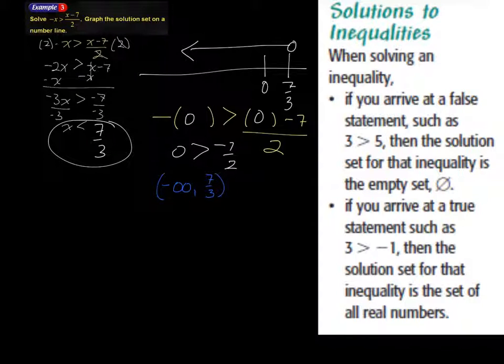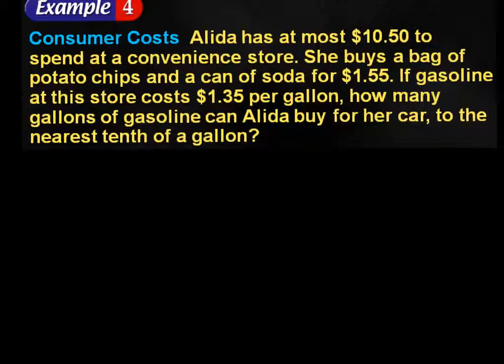It is possible that when you solve an inequality, you could arrive at a false statement. So your variable dropped out of both sides, and you have something like 3 is greater than 5. No, it's not. So then the solution for that inequality is going to be the empty set or the null set. If you arrive at a true statement, such as 3 is greater than -1, yup, sure enough, then the solution set is the set of all real numbers, to which we like to write the cute little infinity symbol. Oh my, you can see how outdated this textbook is yet again.